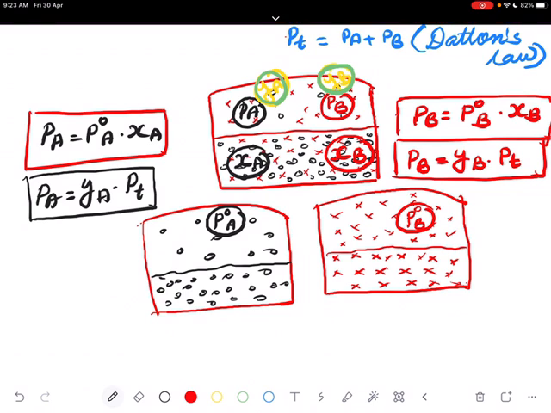So we have 5 equations here. Pa is equal to P naught A XA. Pb is equal to P naught B XB.